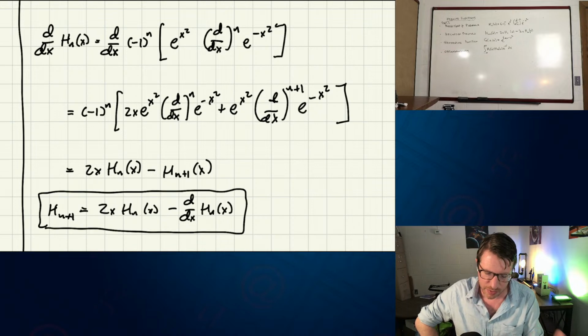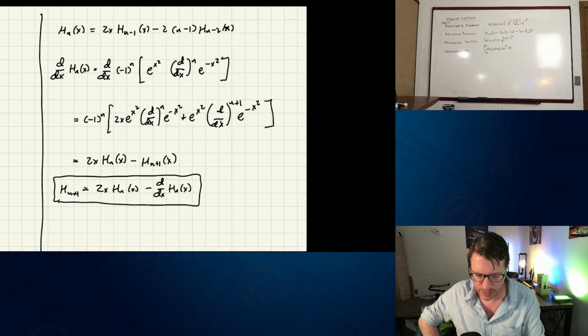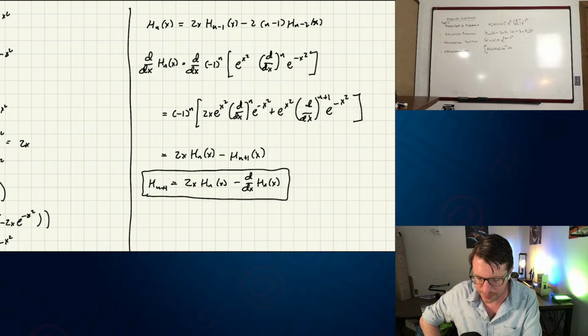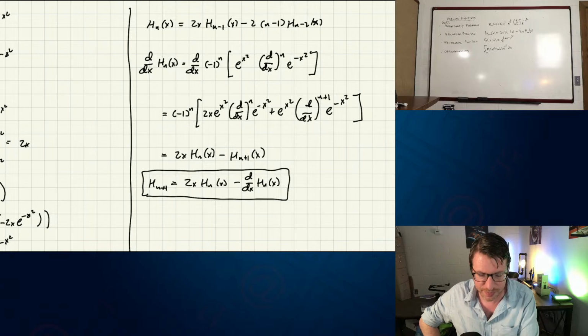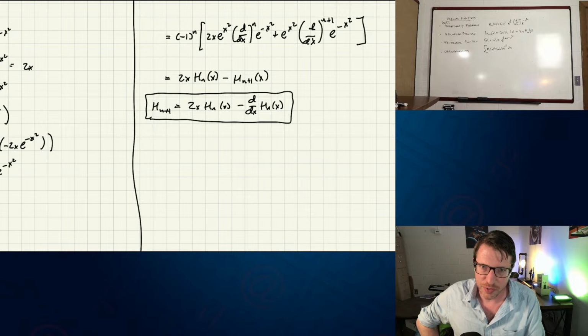So that's not what we want, though. What we want is we have this 2x. The theorem basically says that we want 2x here. We have a 2x there, which is great, but we don't have the constant times h_{n-2}, and so we want to be able to replace that here. So that's something we're going to have to work out. And this is kind of the more annoying route that we can take.